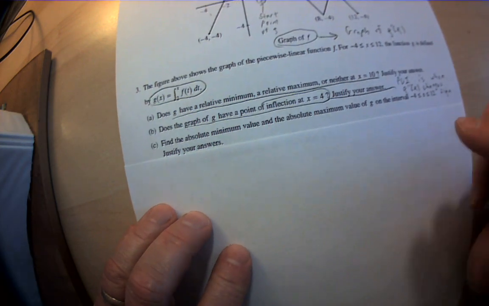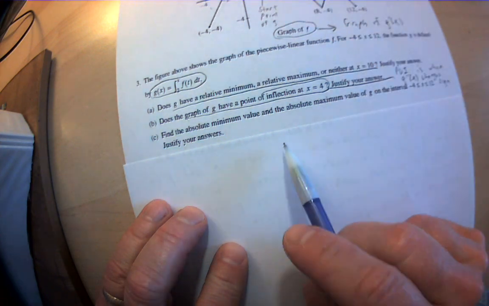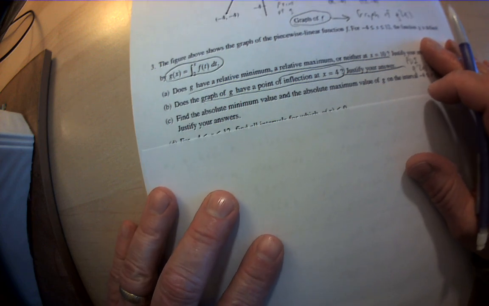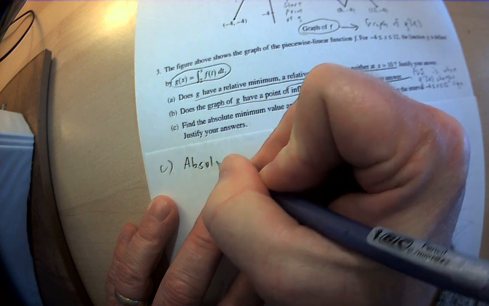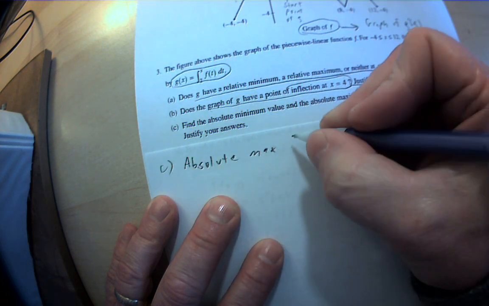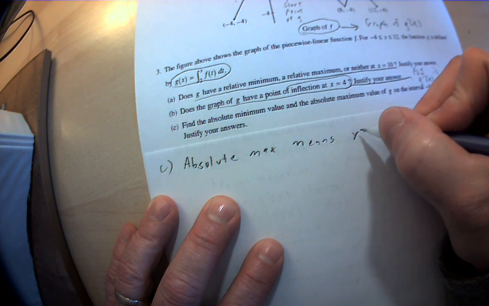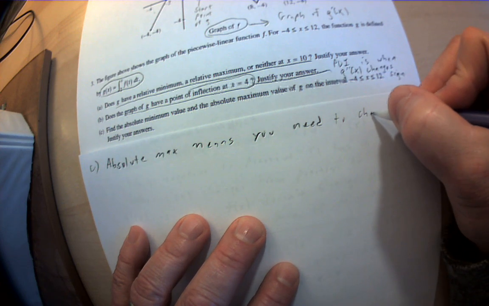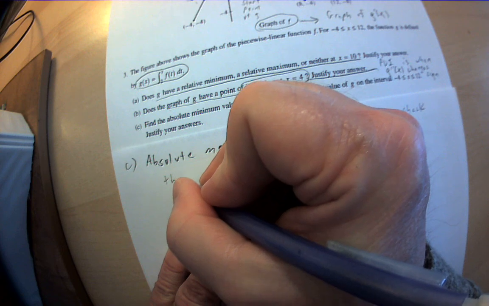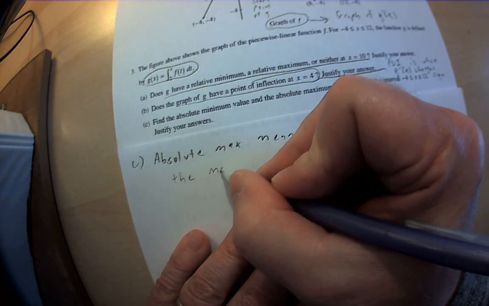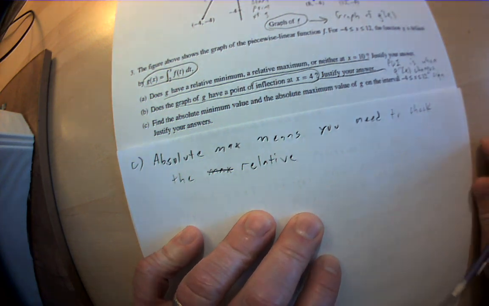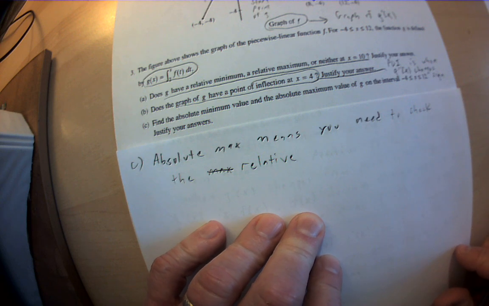Okay, let's talk about part C. Find the absolute minimum value and the absolute maximum value of G on the interval. Okay? So guys, when you're thinking, I'll start to write here, C. So absolute max means you need to check the max, I say relative. And guys, on the AP test, you see what I just did? I crossed out instead of erasing. They like you to do that rather than take the time of erasing.